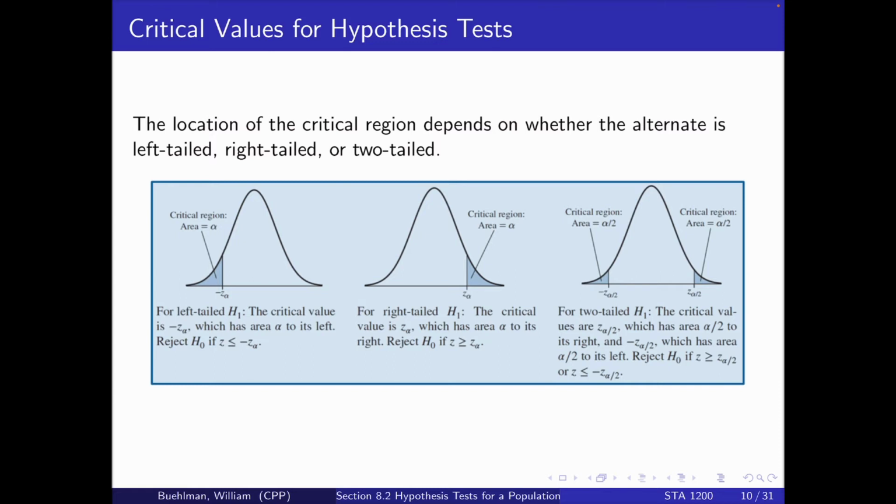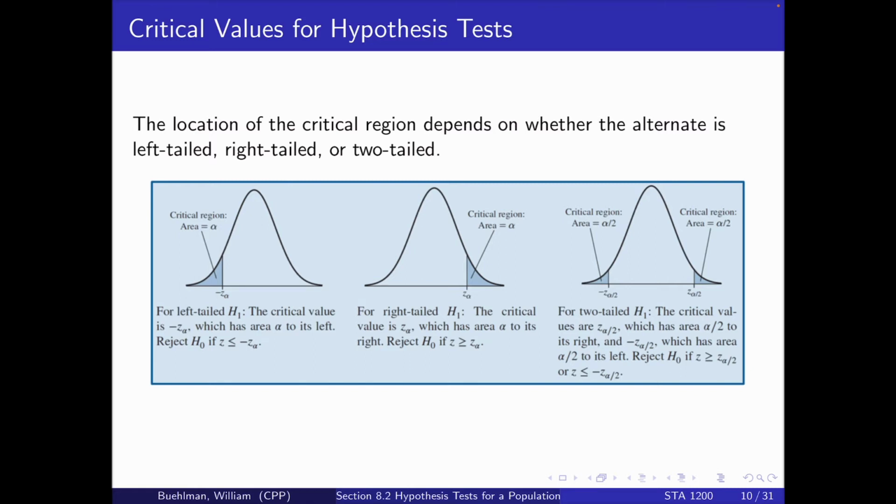So for a left-tailed, the critical value is negative z alpha. So we're worried about the left-hand area. For the right-tailed, the critical value is positive z alpha. And for a two-tailed, you notice we have half of the area on the left and half of the area on the right. So for a left-tailed test, we reject the null if z is less than negative z alpha.